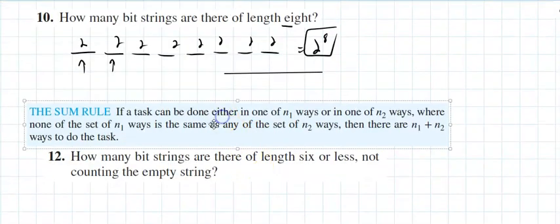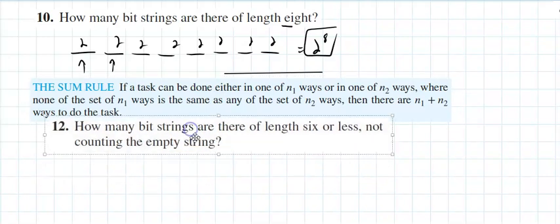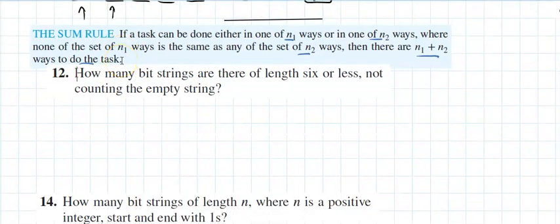Now, if a task can be done either in 1 of n1 ways or 1 of n2 ways, where none of the n1 ways is the same as any of the n2 ways, so they're distinct, then there are n1 plus n2 ways to do the task. How many bit strings are there of length 6 or less?